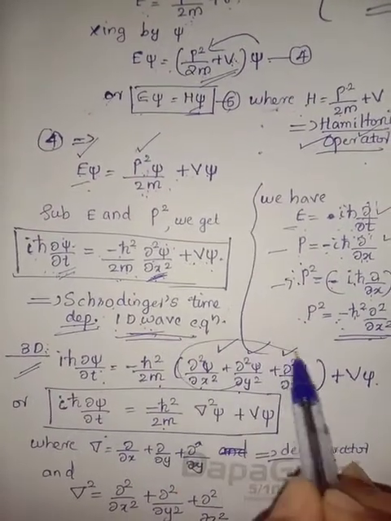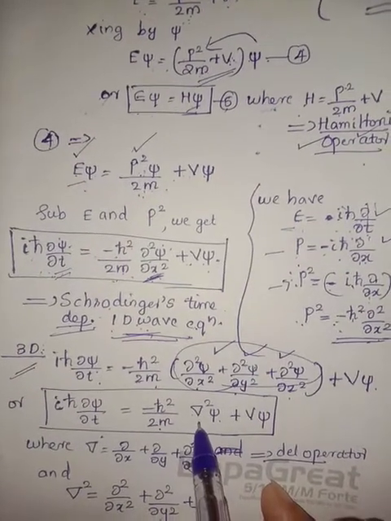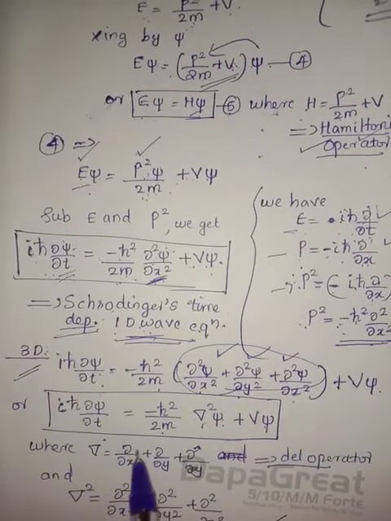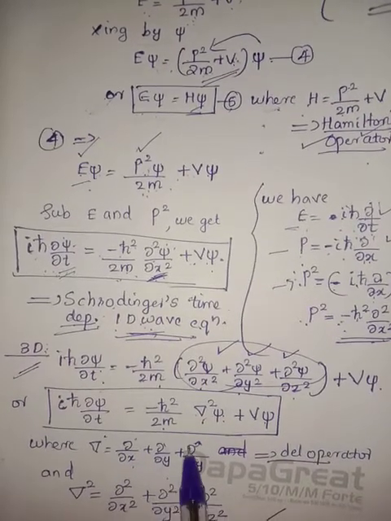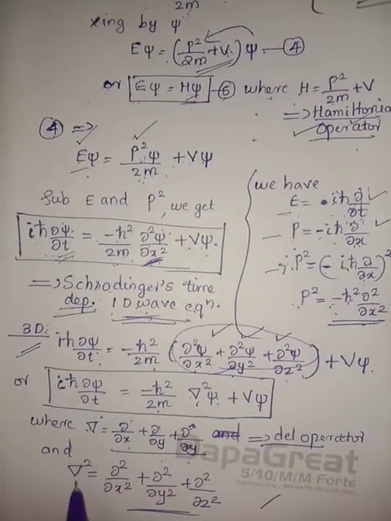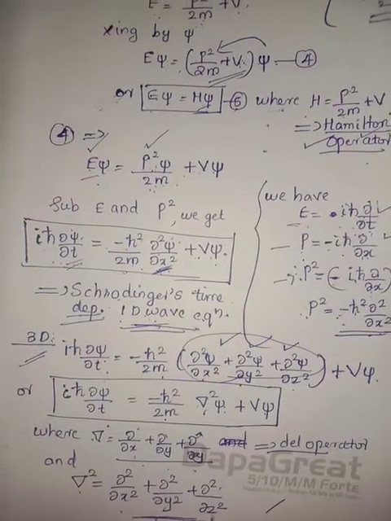i h cross dou psi by dou t is equal to minus h cut square by 2m. This term can be written as del square psi. It's an operator, the del operator. So this is known as del square psi plus V psi, where del is equal to dou by dou x plus dou by dou y plus dou by dou z. This operator is known as the del operator. So what will be del square? Dou square by dou x square plus dou square by dou y square plus dou square by dou z square.